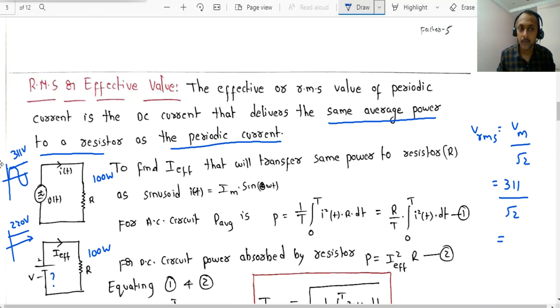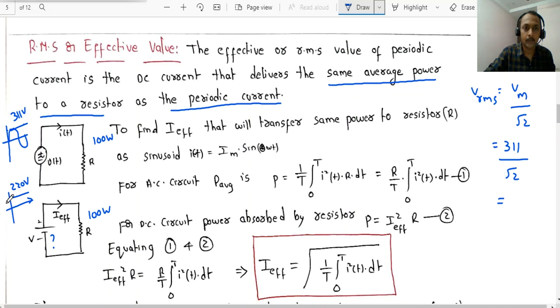So indirectly, if you observe, with a smaller amount of DC, you get the same effect as AC. To get the same effect as AC, a DC voltage of only 220 volts is required. 220 is enough to deliver 100 watts to the resistor. That is the meaning. Now let me see how to find out that value.